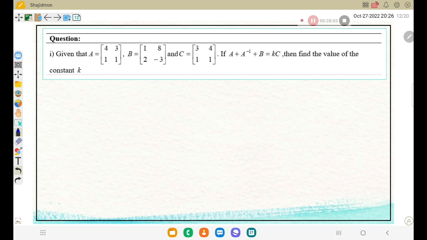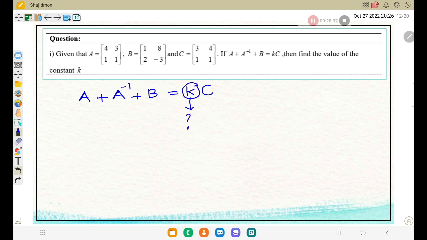Now next one, given that A equal to matrix 4 3 1 1, B equal to matrix 1 8 2 minus 3, C equal to 3 4 1 1, if A matrix plus A inverse matrix plus B matrix equal to K times C matrix. Okay, this is the condition given in the question. Then what is the value of K? K equals how much?